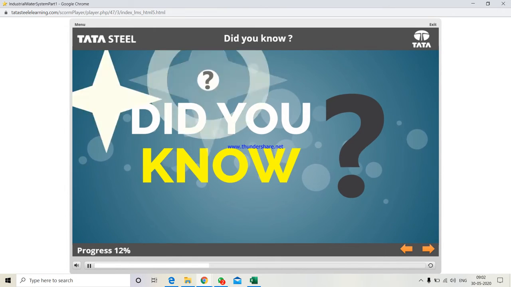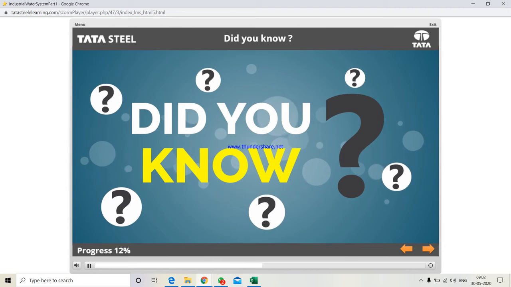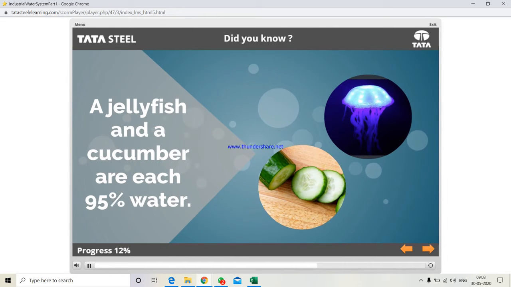Did you know? A jellyfish and a cucumber are each 95% water.